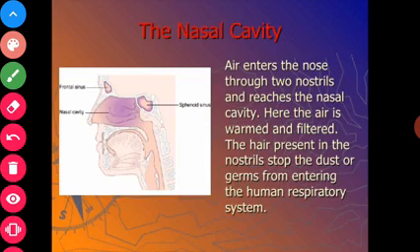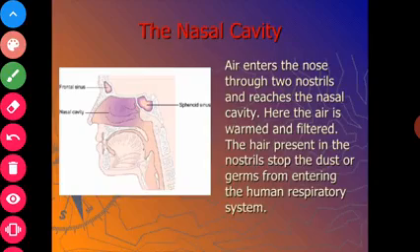The hairs present in the nostrils stop the dust or germs from entering the human respiratory system. So, if you have to write down what are the functions of the hairs that are present in the nose, the function of those hairs that are present in the nose are to stop the dust or germs from entering the human respiratory system. The air is drawn through the nostrils present in the nose.